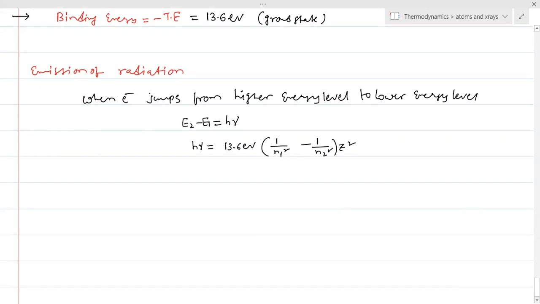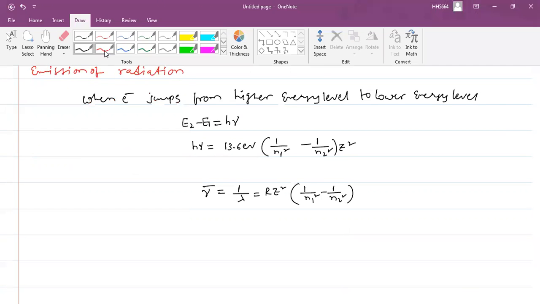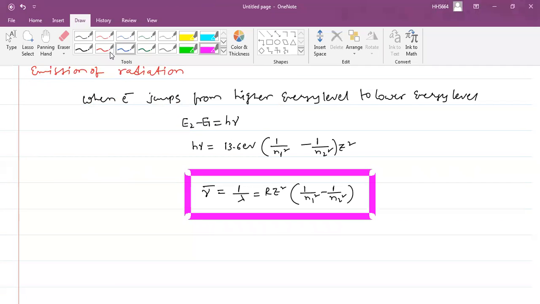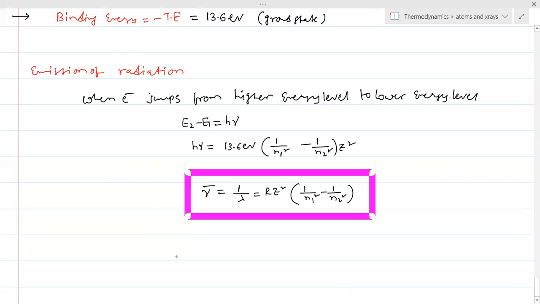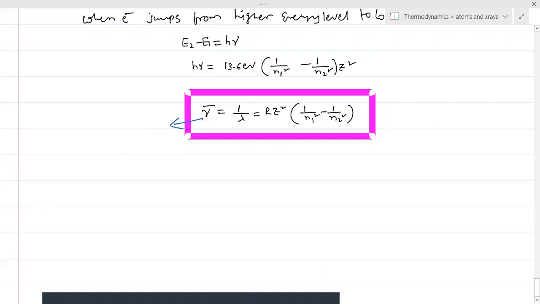So finally we are going to get an equation. Mu bar, this is called the wave number, 1 by lambda equals R into z square into 1 by n1 square minus 1 by n2 square. This is a very important equation. Here mu bar is called the wave number.